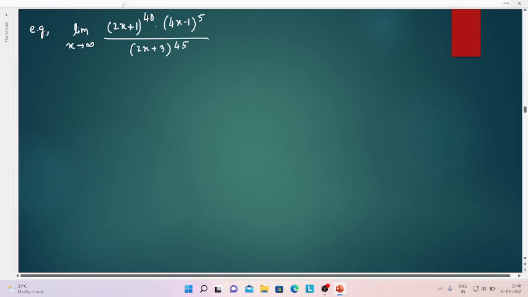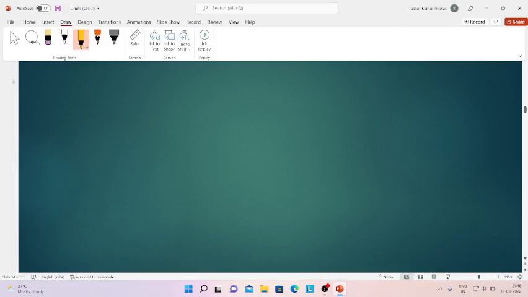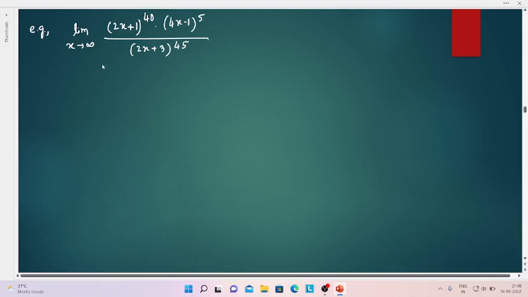So let's move to another question. This is a very interesting question. Here it says limit x tending to infinity of (2x plus 1) to the power 40 times (4x minus 1) to the power 5, and the denominator is (2x plus 3) to the power 45. So as we put x tending to infinity, what we have to do at first is substitute the value of x.